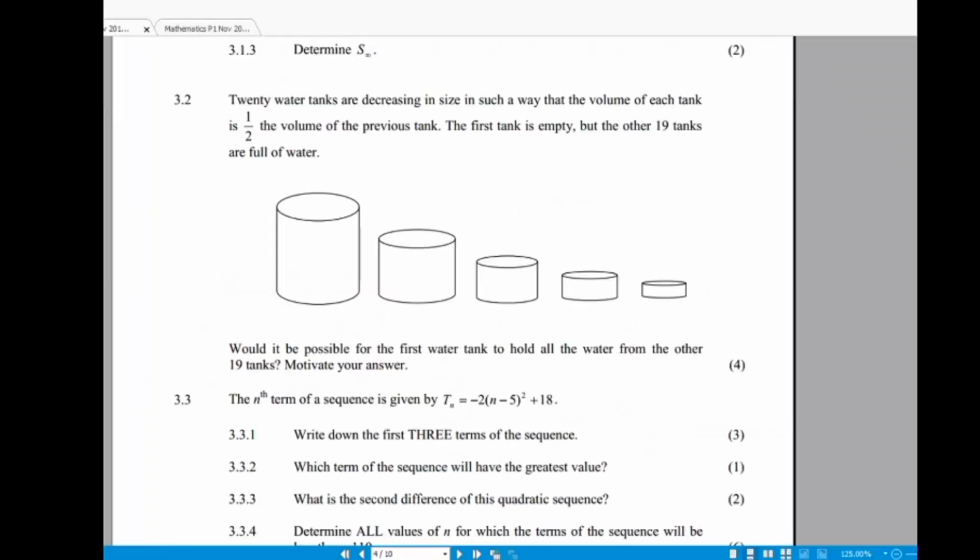Okay, so the first tank is empty. We want to prove that it will be able to hold the amount of water of the other 19 tanks. So let x be the volume of the first tank.